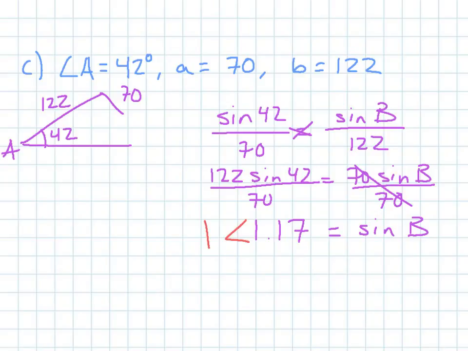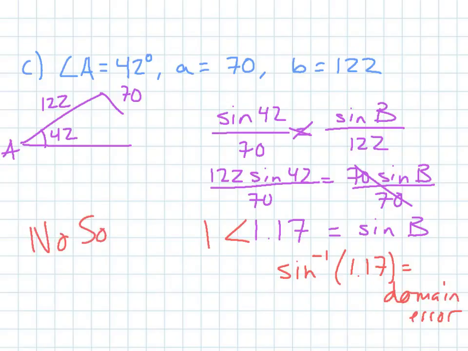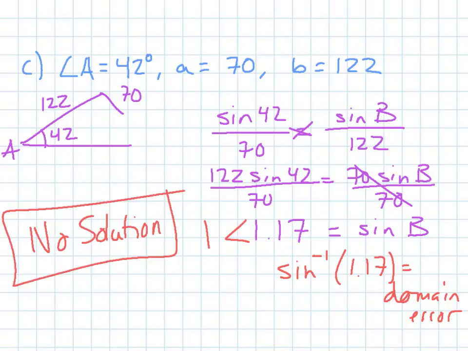And even if you tried to do the inverse of sine for 1.17, your calculator would say domain error. Okay? So this one is a no solution, which everybody likes because that means that they're done at that point.